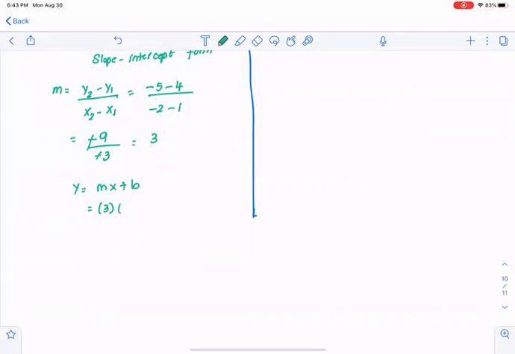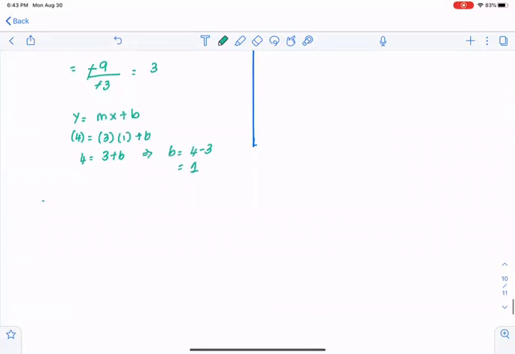So when x is 1, y is 4. So 4 would equal 3 plus b, which would imply b is 4 minus 3. So we get 1. So the equation is y equals mx plus b, so y = 3x plus 1. That is the slope-intercept form.